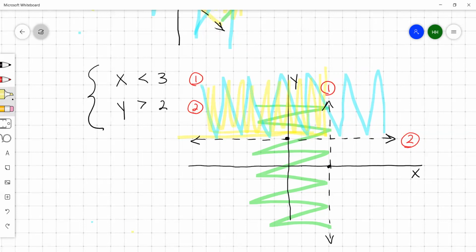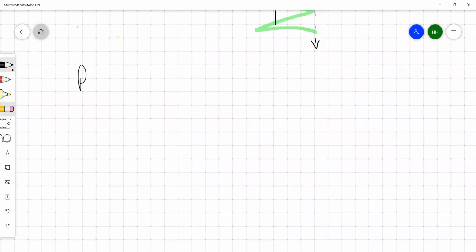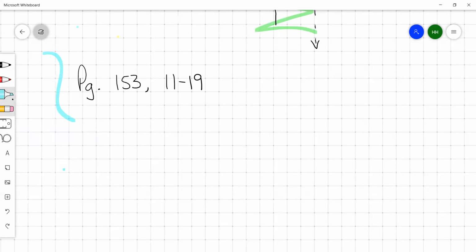Now, the key to your graphs is going to be how neat you can draw them. Obviously, if you have graph paper, that would be really nice, but a lot of you don't have graph paper. So what I'm going to try to show you here, let me give you your assignment first. Let me give you this page 153, 11 through 19. All right, and then I'm going to have to scan that and get it up here for you, and then I'll show you what I wanted to show you.